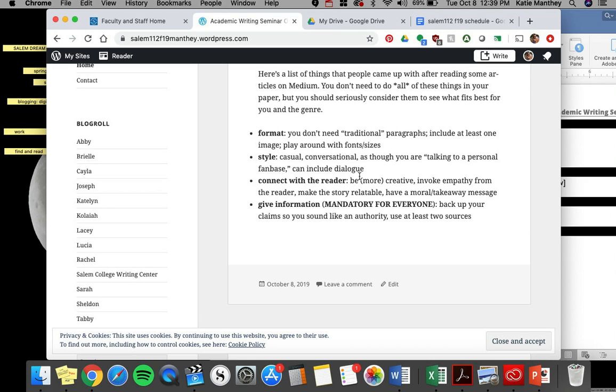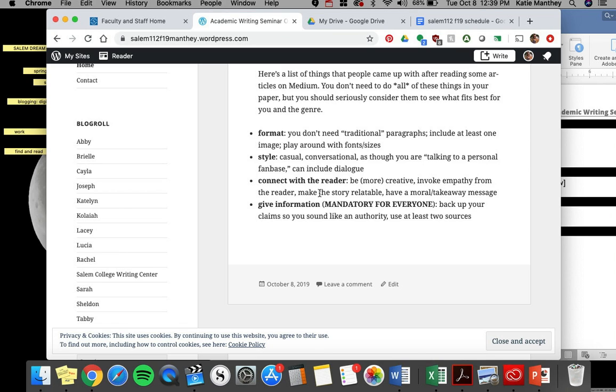The style, people commented that often the Medium articles are written in a way that's very casual and conversational, as though you were, quote, talking to a personal fan base, and that this sort of conversation can often include dialogue. So you might want to think about adding dialogue or being more conversational in your revisions, your remix.